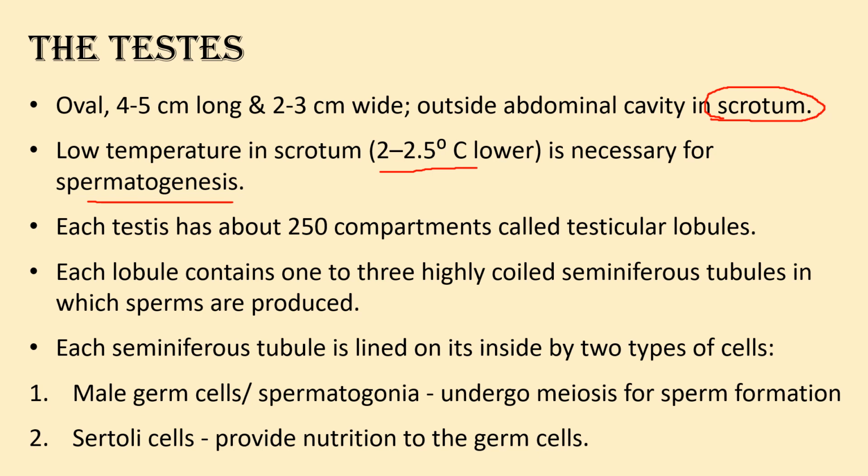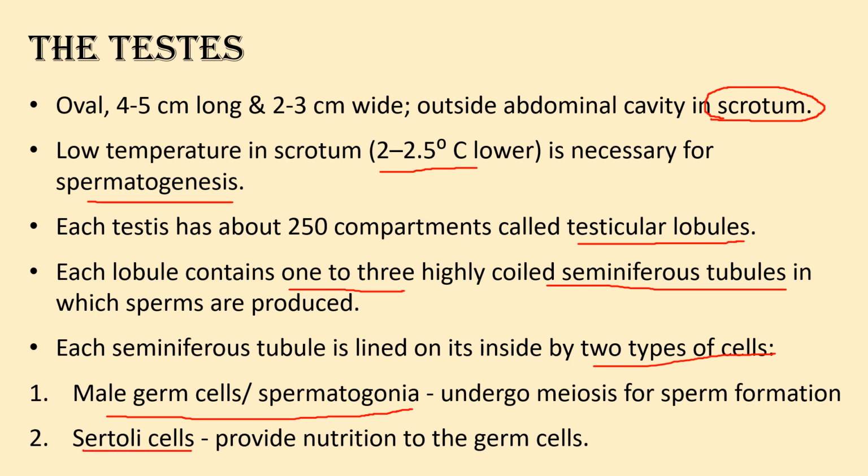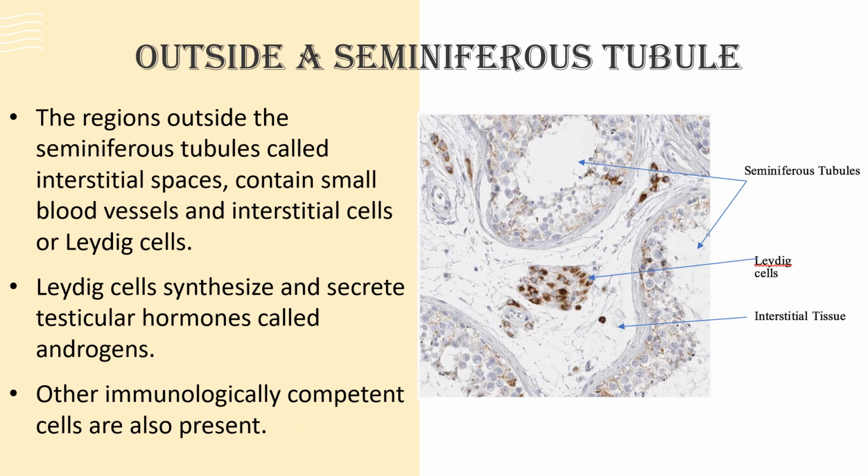Each testis has 250 compartments known as testicular lobules, and each lobule has 1 to 3 seminiferous tubules in which sperm production takes place. Each seminiferous tubule contains two types of cells. The first one is male germ cell or spermatogonia, which undergoes meiosis to produce sperm, and Sertoli cells, which are required to provide nutrition to the germ cells.